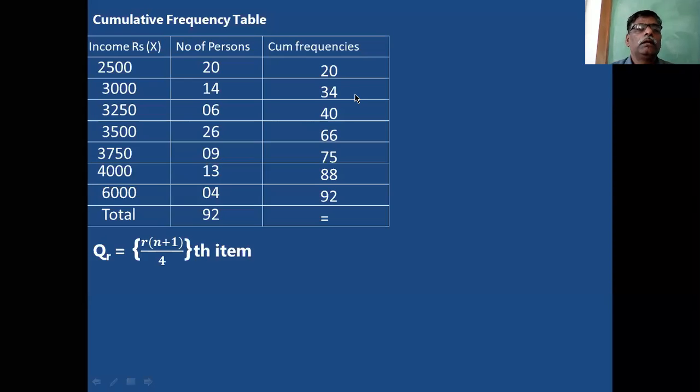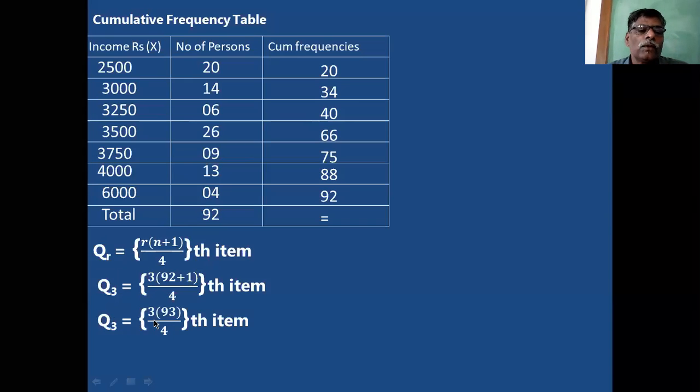Okay, I will fill up the values in the equation. QR, they asked to calculate Q3. The R value is 3, so it is equal to 3 into (92 plus 1), 92 is the N value, plus 1, divided by 4, is equal to 3 into 93 divided by 4, is equal to 273 divided by 4. Okay.